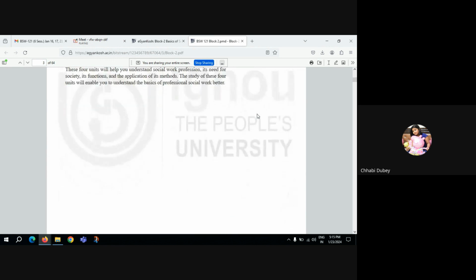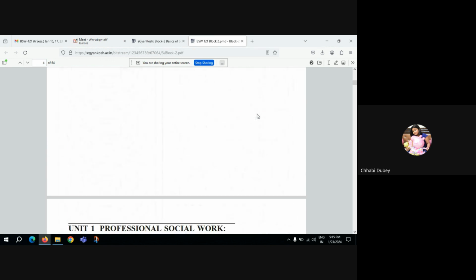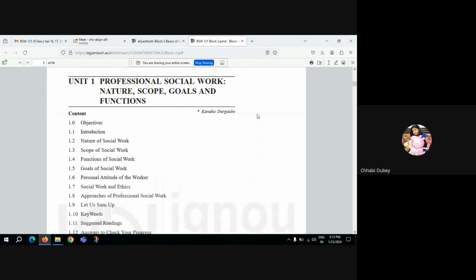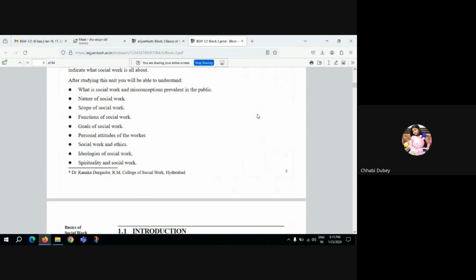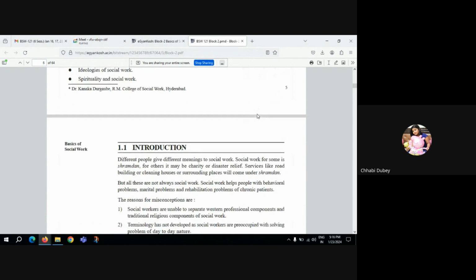So we come to the first chapter, that is basically introduction of social work, professional social work. We are going to study the nature, scope, goals, and the functions of social work. Now, this unit is there to make us understand the philosophy of social work. What exactly social work is, what is the function of social work, what are the goals, what are the basic ideologies on which social work functions, and the spiritual nature of social work. So we will be studying all of these in detail in this unit.